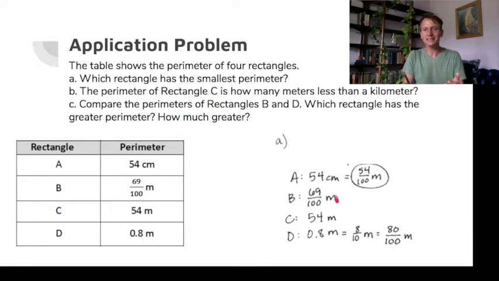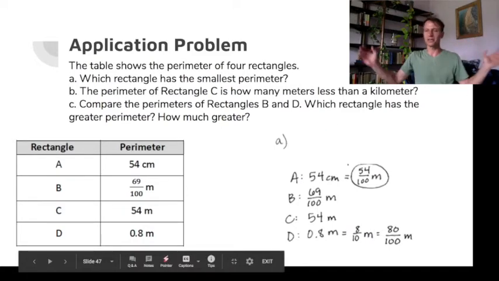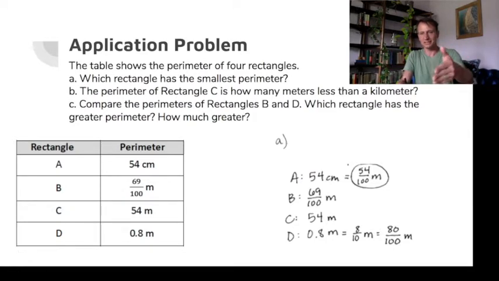So this one, C, is clearly so far beyond. All the other ones are less than a meter. They're centimeters. And the C there, the 54 meters, is so far beyond all the others. So we know it's not the smallest. All right. So now, which one is the smallest? Okay, obviously A is. Great. Cha-ching. All right. Now C, going back to C, how many meters less than a kilometer is that?